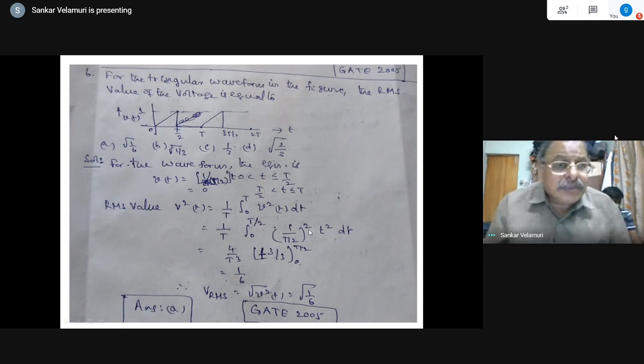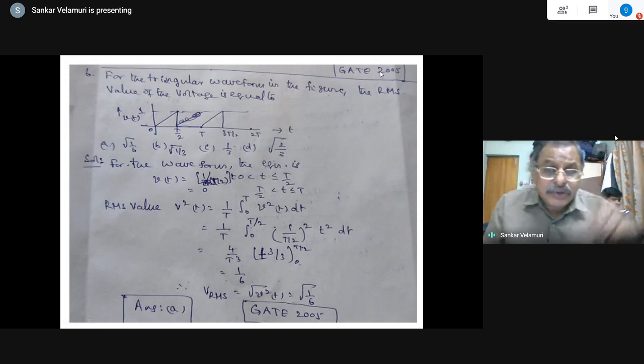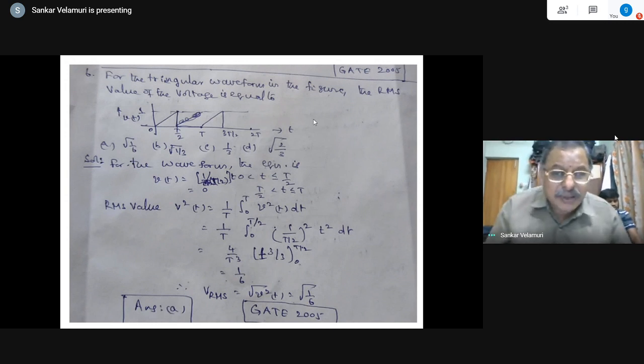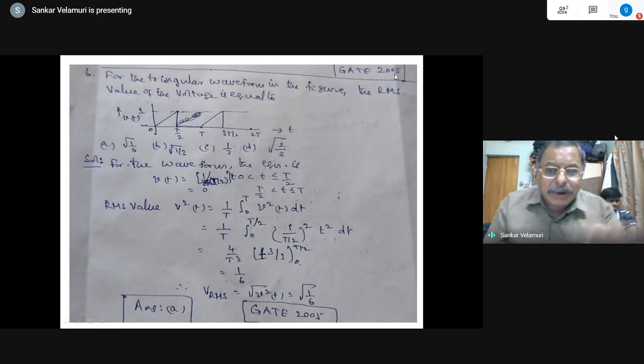And so for a triangular waveform in the figure, yeah, sorry, this gives the wrong impression because while cutting off there is a small error here. This GATE 2005 is for the previous problem. Okay, so now this is also given in GATE 2005 luckily, but that is written at the bottom. This GATE 2005 is for the previous question, which I have written at the bottom, that question was given in GATE 2005.